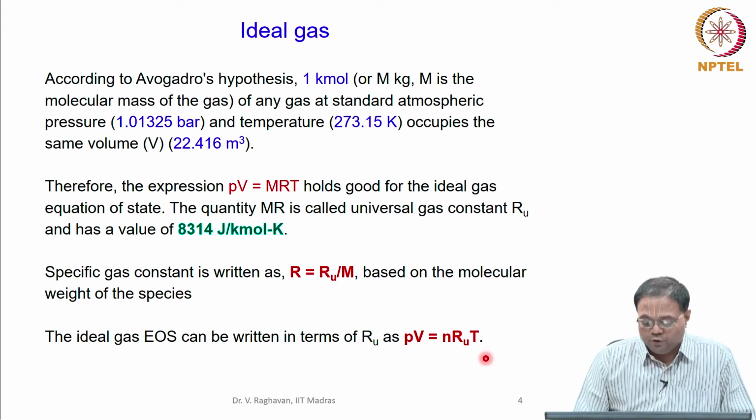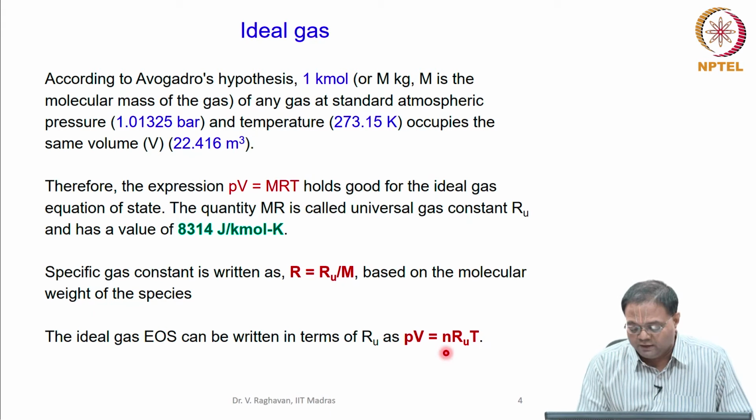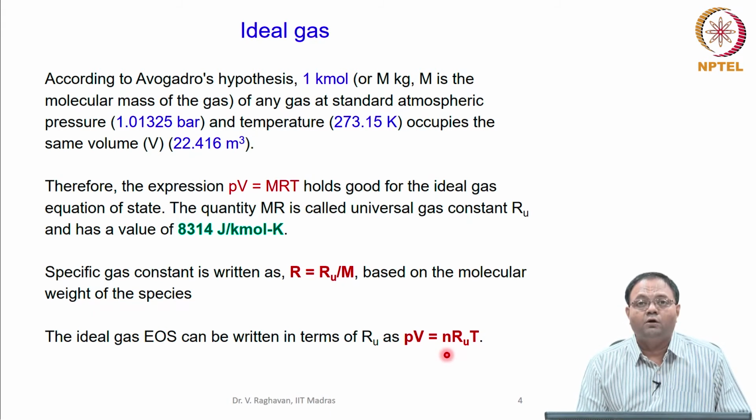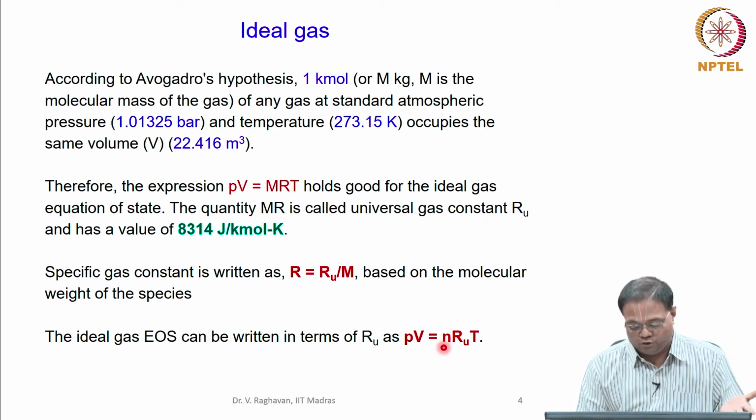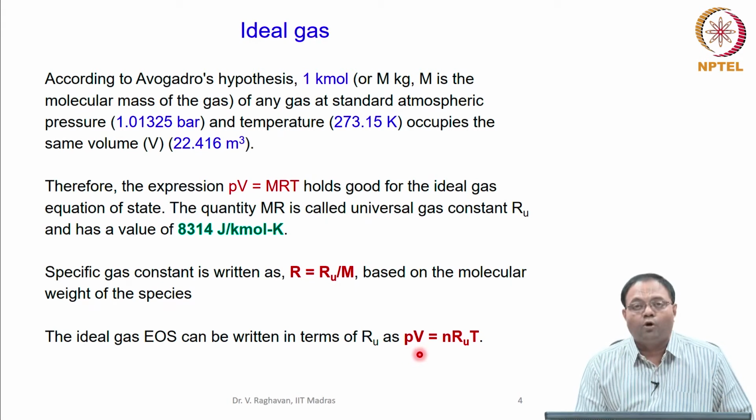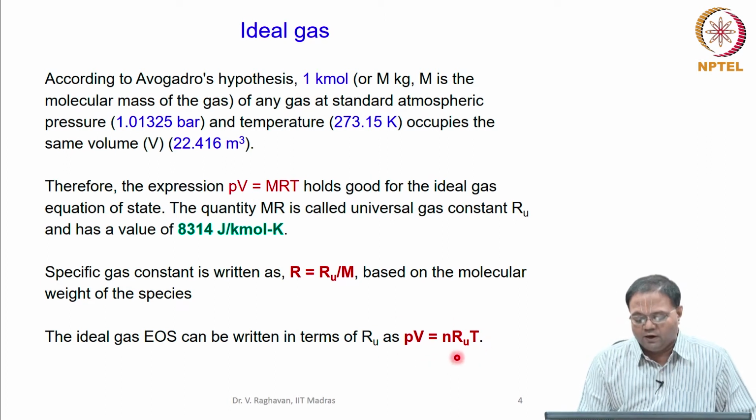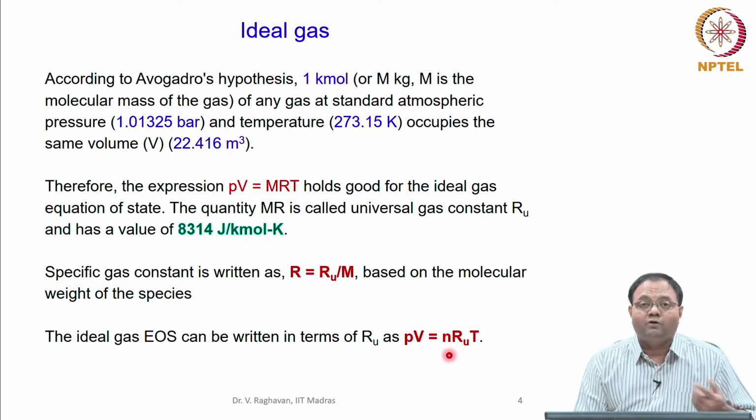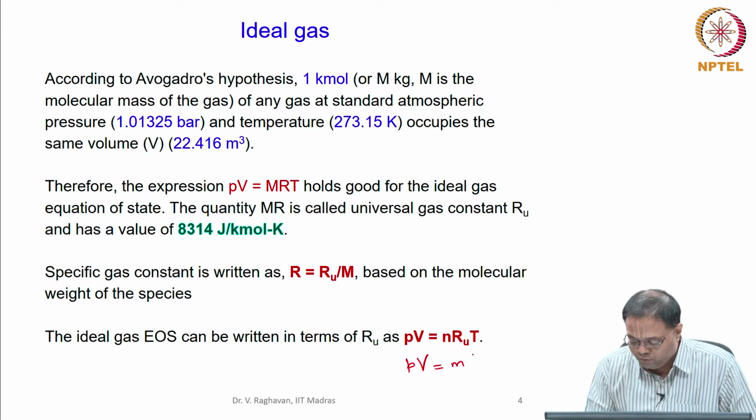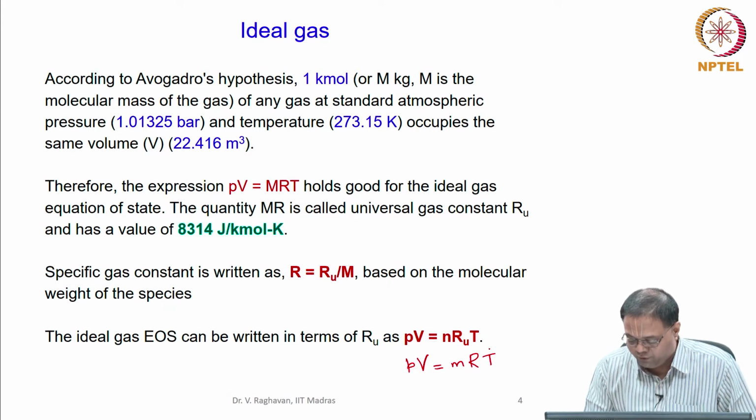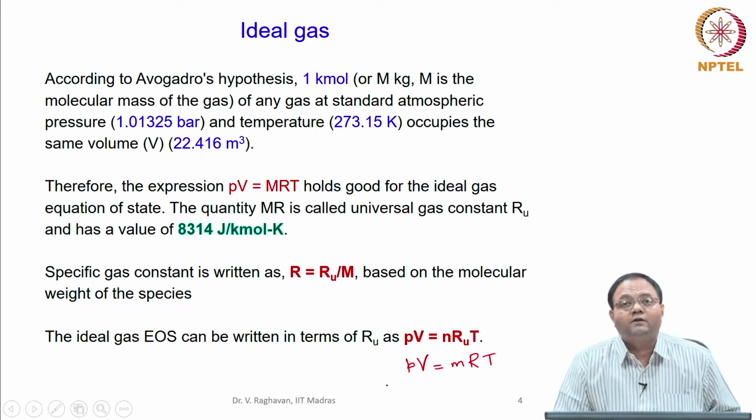As I told you, this N is the total number of moles occupied by the gas or gas mixture, P is the pressure exerted by the mixture, V is the volume occupied by the mixture, and T is the temperature of the mixture. This is the way we write it. If you want to change it to a mass basis, we can write PV equal to mass times R times T. So, this is another way to write the equation of state.